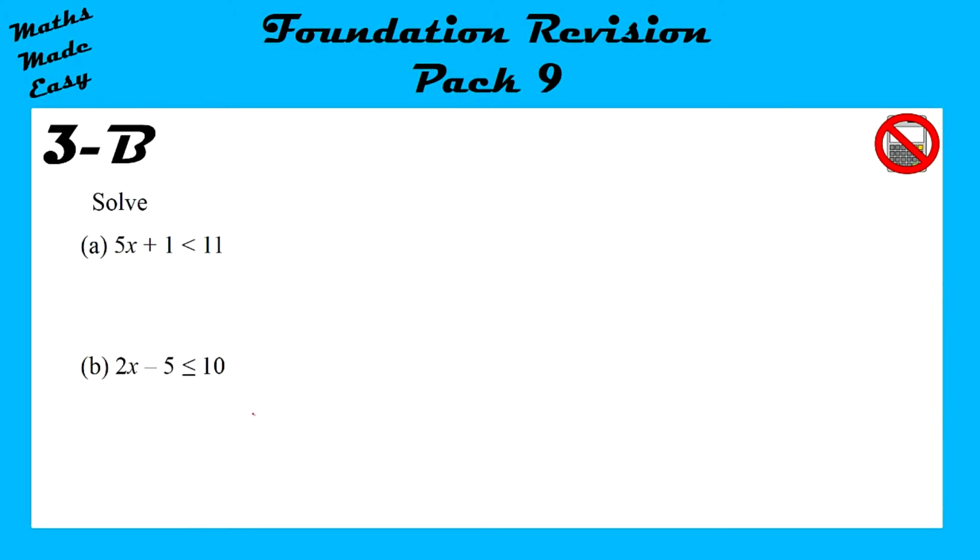3b. So on this one, I'm going to subtract 1 from both sides, giving me 5x is less than 10. And then divide both sides by 5, x is less than 2. And on this one, I'm going to add 5 to both sides, giving me 2x is less than or equal to 15. Divide both sides by 2, giving me an answer of x is less than or equal to 7.5.